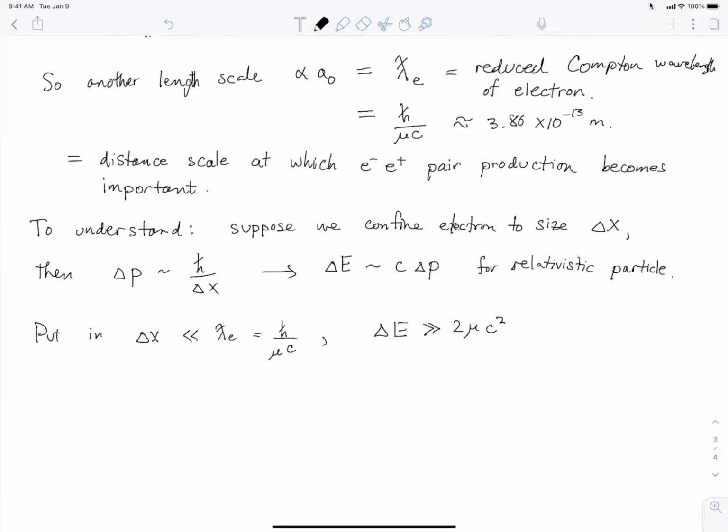So I'm putting in the factor of 2 here just to illustrate that this is the energy needed to make an electron-positron pair, because the energy needed to make an electron is the mass times the speed of light squared. Positron is the same. Of course, you can't just make an electron because it wouldn't conserve charge, but you can make an electron-positron pair because they have opposite charges.